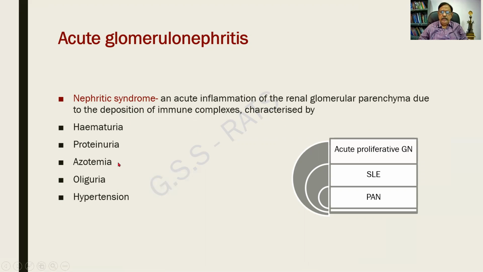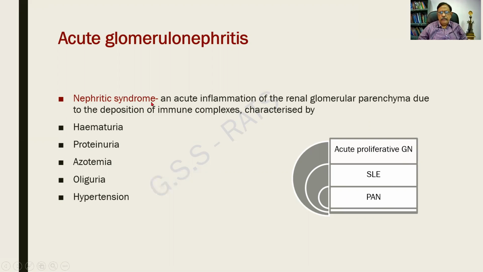Any of this can be a history or a clinical presentation: hematuria, proteinuria, azotemia, oliguria, and hypertension. Some of the terms I shall explain later. And this can happen in a few conditions such as a proliferative glomerulonephritis, in SLE, as well as polyarteritis nodosa. So this is a nephritic syndrome.